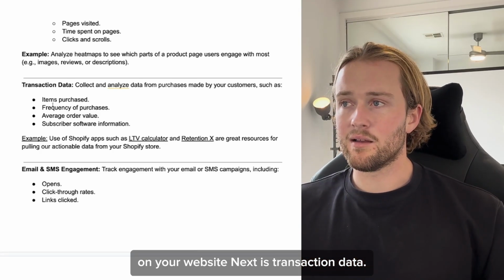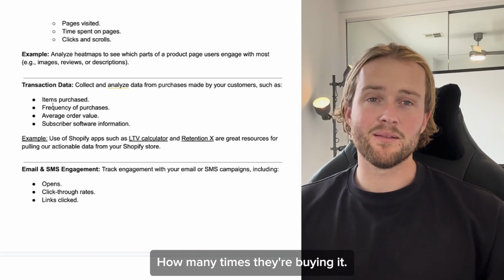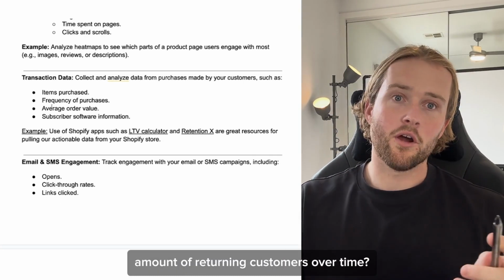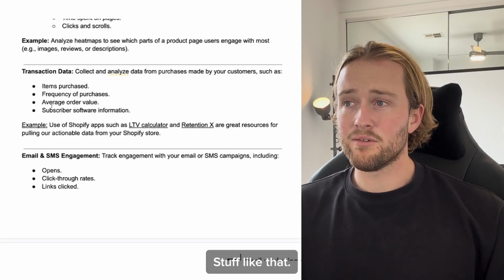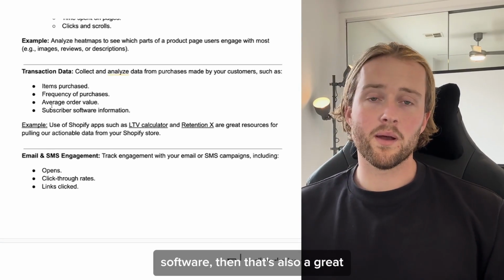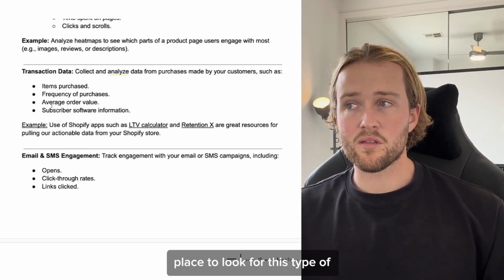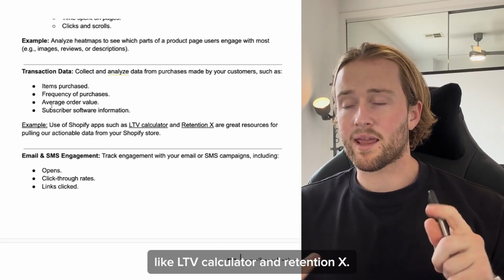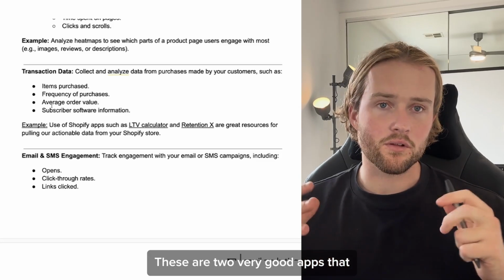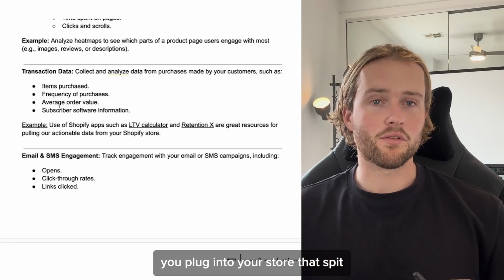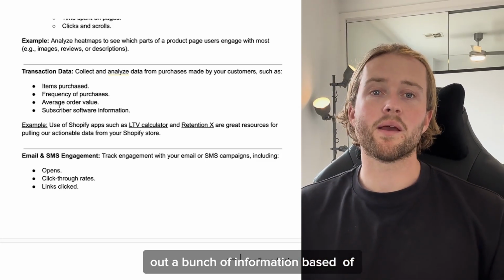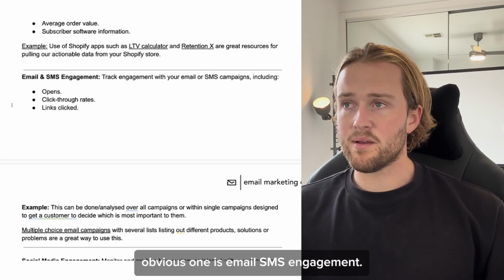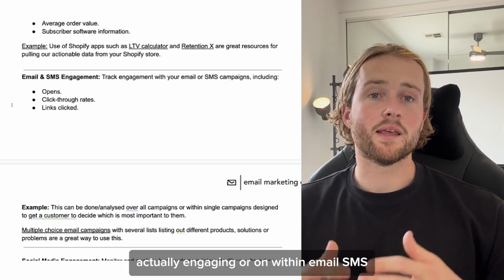Next is transaction data. Just looking at what people are buying, how many times they're buying it, what is the most purchased product, what types of products get the most returning customers over time, stuff like that. Furthermore, if you have subscriber software, then that's also a great place to look for this type of information. Actionably, if you're using Shopify, you can use apps like LTV Calculator and Retention X. These are two very good apps that you plug into your store that spit out a bunch of information based off of customer behavior.